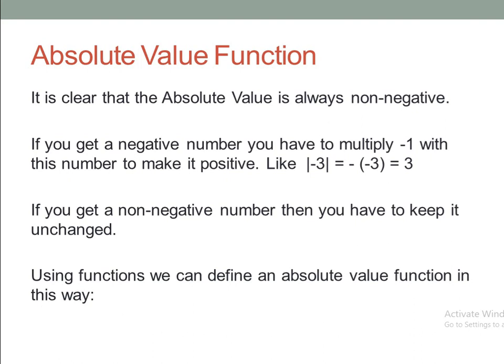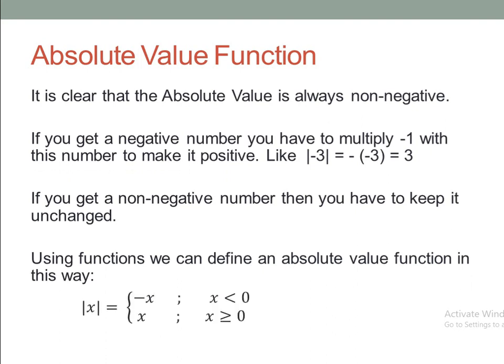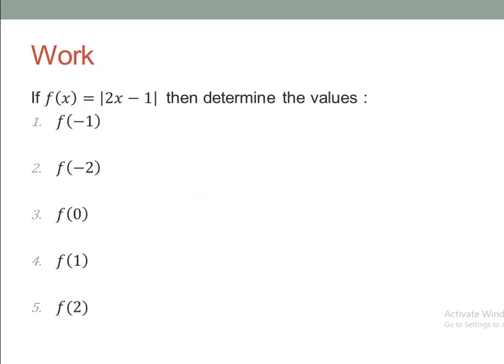Using these conditions in a function, we can define an absolute value function in this way. Modulus of x equals minus x whenever x is less than 0, and x whenever x is greater than or equal to 0. Now you are given that f of x is equal to modulus of 2x minus 1. Then determine these values: f of minus 1, f of minus 2, f of 0, f of 1, f of 2.